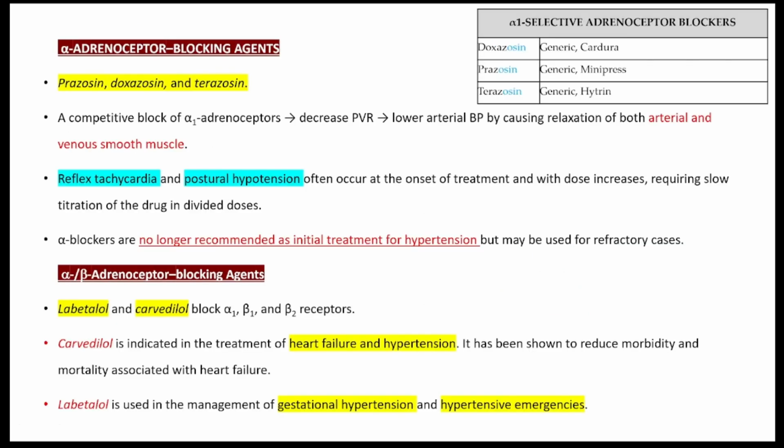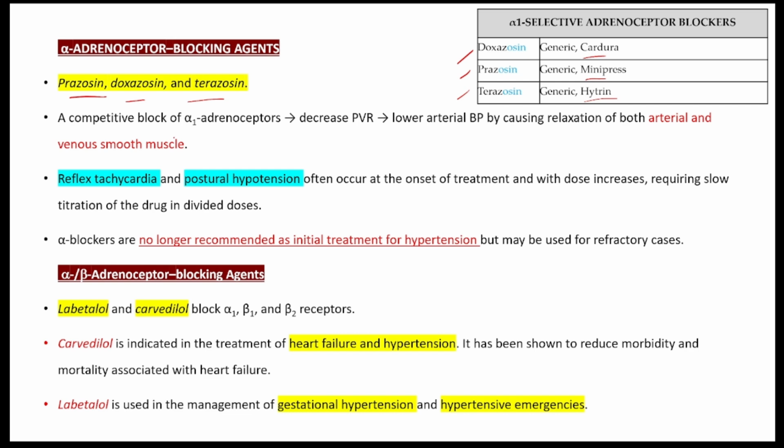Okay, so we're done with another group of medication we discussed now, the group of medication CCB. Next, alpha blocker, alpha-adrenoceptor blockers. We have prazosin, doxazosin, terazosin, and you can see the brand names: Cardura, for example, Minipress, Hytrin for the medications doxazosin, Cardura, prazosin, Minipress, terazosin, Hytrin.